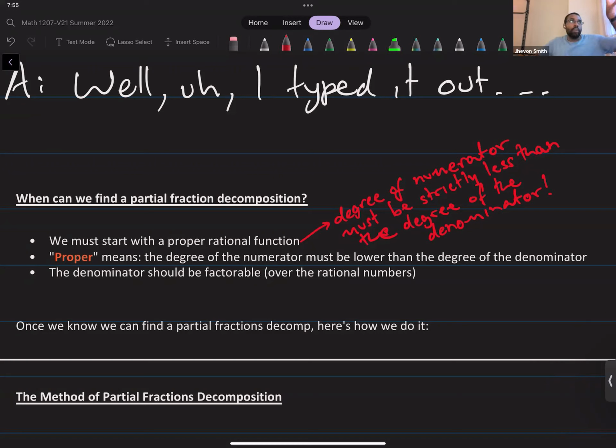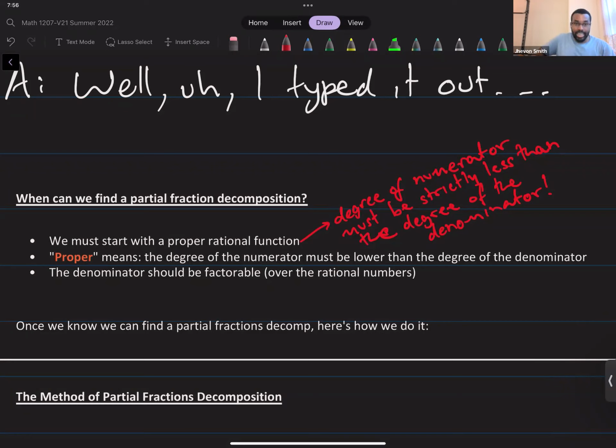So if you have a cubic divided by a quadratic, you cannot find the partial fractions decomposition, right? If you have a polynomial with x to the fifth and so on, and underneath it you have a cubic, you cannot find the partial fractions decomposition. You need it to have a proper format. Proper format means the highest power in the denominator must be strictly larger than the highest power in the numerator, right? These are the conditions.